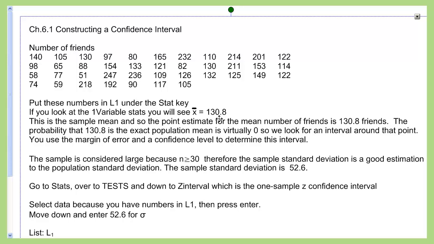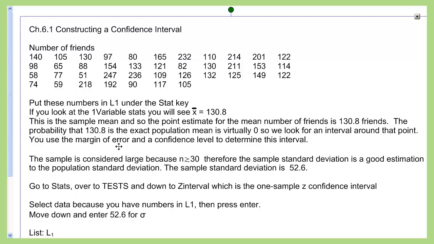The sample mean is 130.8, and I use that as my point estimate for the mean number of friends that are going to use this website. One thing I want you to know is we don't need the point estimate if we're not doing this by hand. If you were doing it by hand, you would need that. It says the probability that 130.8 is the exact population mean is virtually 0. So you're going to need to look for an interval around that point. You'd use the margin of error, which we won't need because the calculator does it for us. If you were doing this by hand, you would need that.